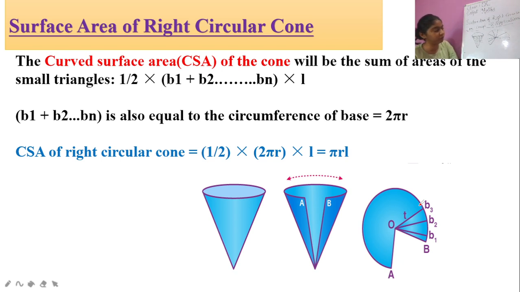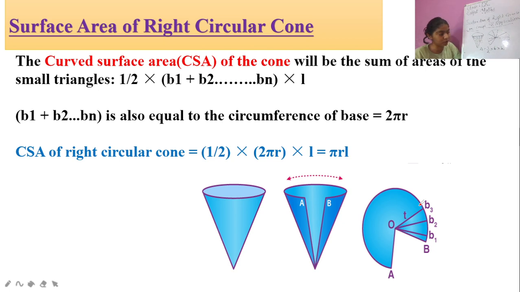So whenever we calculate the curved surface area, we have to add all the small triangles that you see in this part. We know that the area of a triangle is half into base into height. This is the area of a triangle. So we will calculate by adding all.